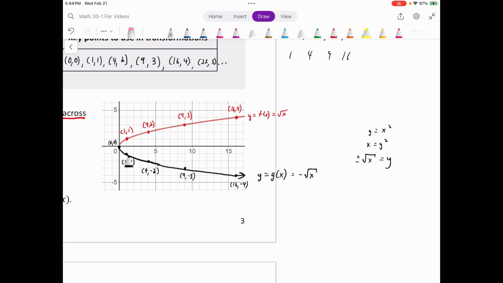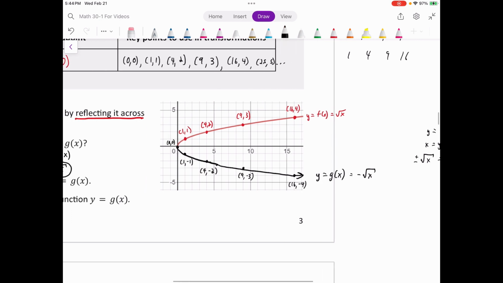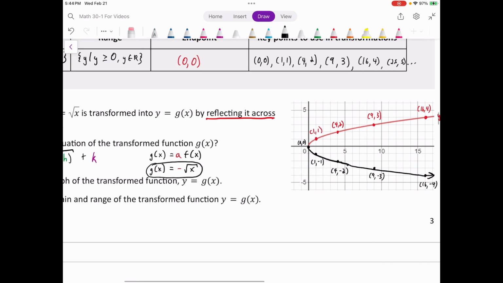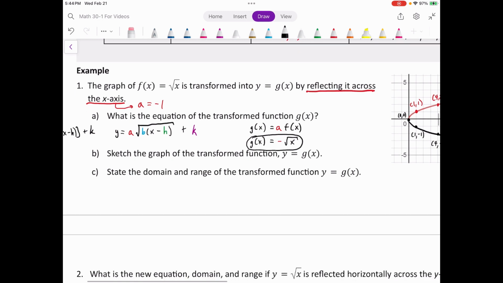Now, our transformed function is just this part. This is y equals negative root x. And you can tell we did it right. I mean, this looks like a reflection. The black looks like a reflection of the red across the x-axis. So there we go. We've transformed it.